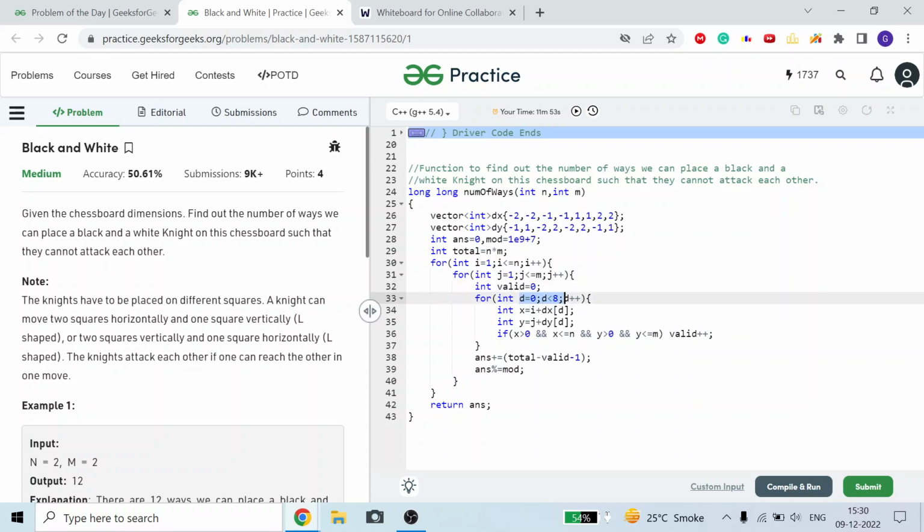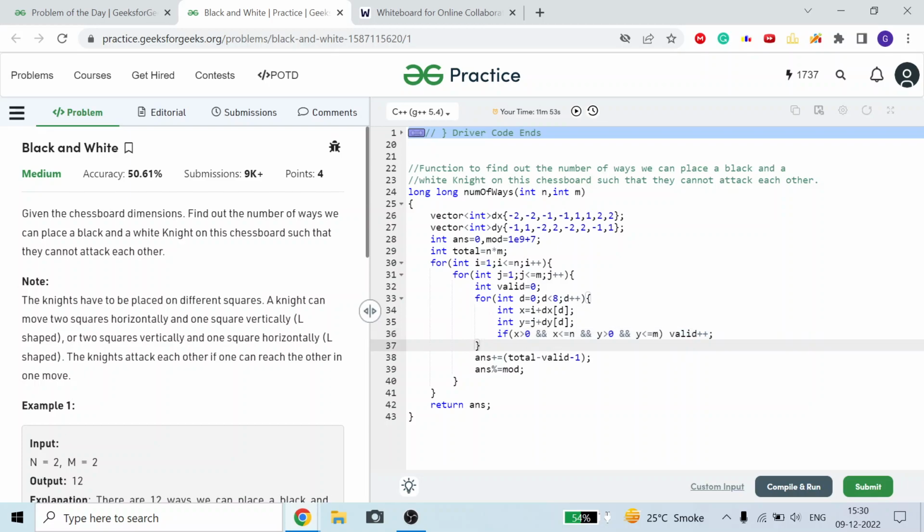Now I will go through all 8 directions. Now x and y will be my updated position. i, j is my current cell, and dx[d] and dy[d] are the change in the particular direction. x is horizontal, y is vertical. So if my x is greater than 0 and less than or equal to n, I am taking one-based indexing, that's why it is equal to n, and greater than 0 means between 1 and n. Similarly here it is between 1 and m, which means it is a valid cell. It means it can attack my black, so I will increase valid plus plus.